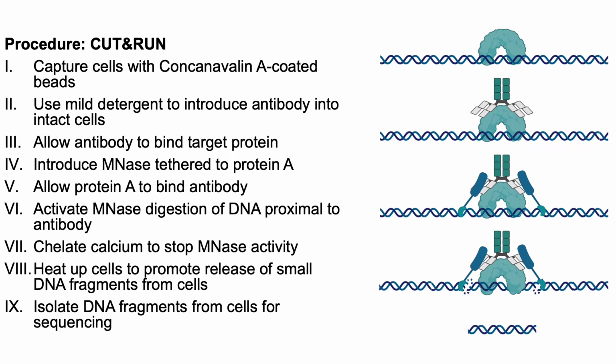interest. Next, a stop buffer is introduced to chelate calcium in order to stop the enzymatic reaction. This stop buffer can also contain spike-in DNA that is used for calibration at the analysis stage. The reaction is then heated to 37 degrees Celsius for 10 minutes to allow for release of small DNA fragments from the permeabilized but still intact cells.